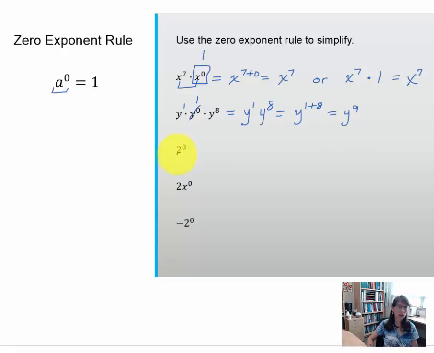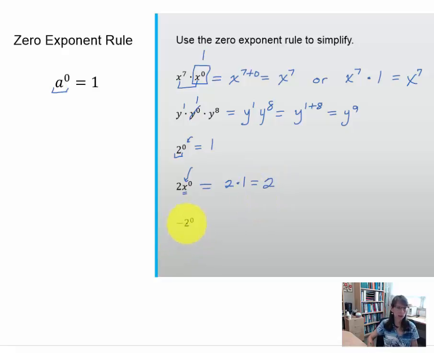In our next example, this time the base is a number instead of a variable, so the rule still applies. If the base is raised to the power of 0, then it is worth 1. Now the next part is a little trickier because we see 2x to the 0. So you have to think, what is actually being raised to the power of 0? And that would be only the base of x, not 2. If 2 were to be included, it would need to have parentheses to show it's included. So we really have 2 times 1. So this answer is 2.